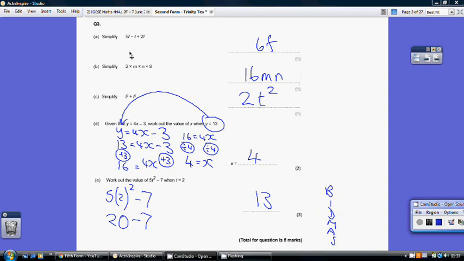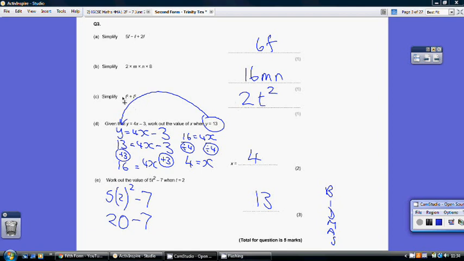Question 3. So 5f take away f is 4f, 4f and 2f is 6f. Now for part B, when we're simplifying this, there isn't a huge amount we can do. 2 lots of 8 is 16, then it's 16 times m times n, which we write as 16mn. Now for part C, t squared plus t squared, well we've got something and then we just add another one of these, so we've got 2 lots of t squared, so that's simply 2t squared.